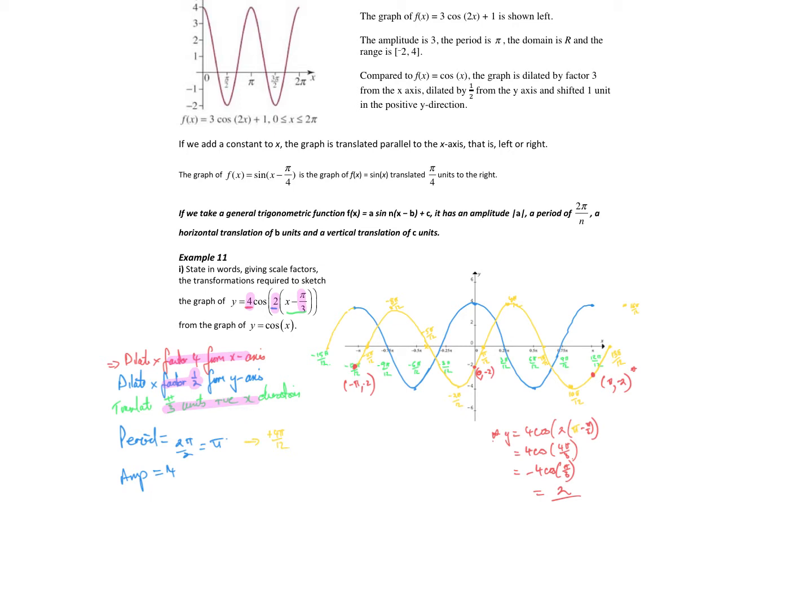To sketch the graph, identify my period and amplitude first up. So my period is pi and my amplitude is 4. So we can see, perhaps, what have we got? We've got a cos graph. So the blue graph initially is my basic graph, there's my y equals 4 cos 2x. And then I'm just looking to translate everything pi on 3 units to the right.